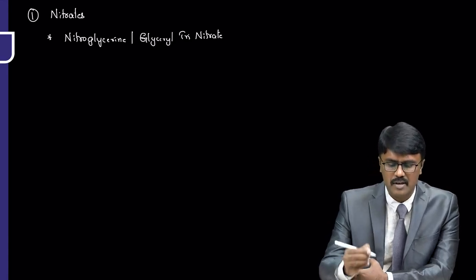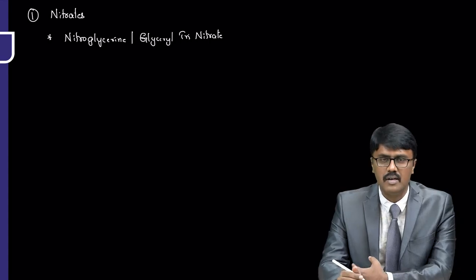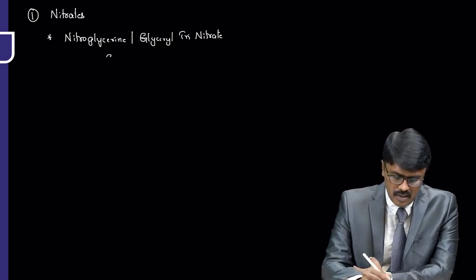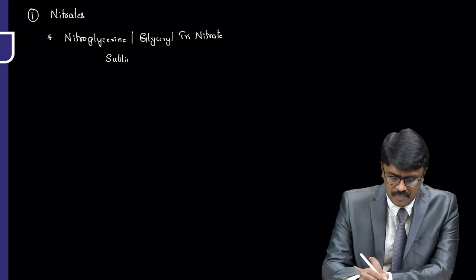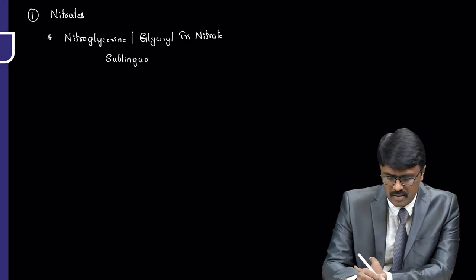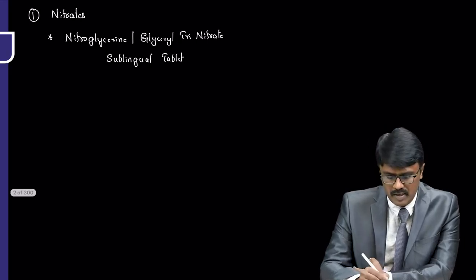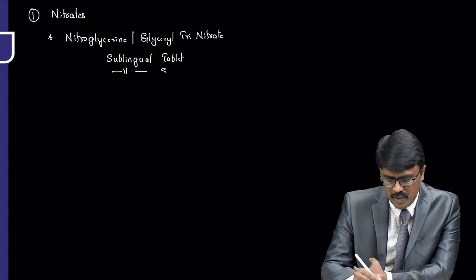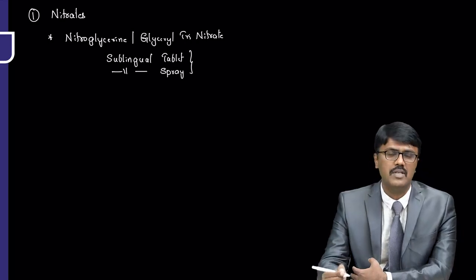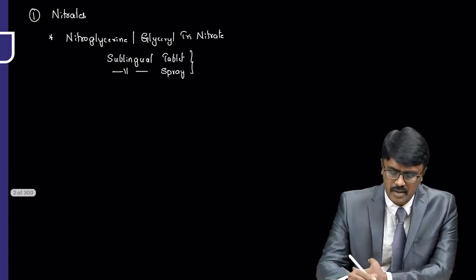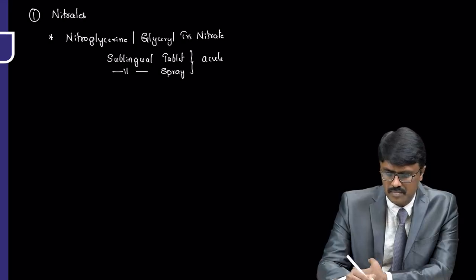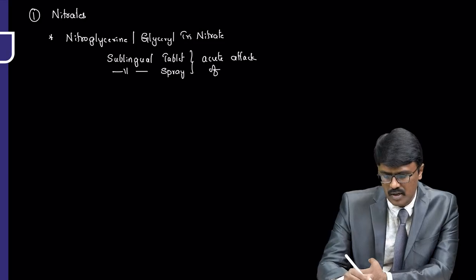How do we give this drug? The administration of the drug is by this route: you can give it sublingually. It is given as a sublingual tablet, or as a sublingual spray. Where do you use the sublingual tablet or spray? It is during an acute attack of angina.